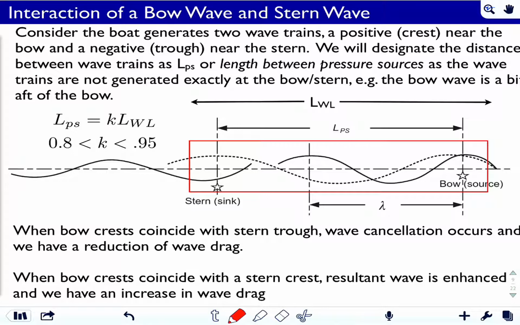So the distance between where the bow wave is produced and the stern is a sink. It's a negative pressure source. So it starts off as a trough. This starts off as a crest. Now it doesn't happen right at the bow. Let me just grab a blank piece of paper.